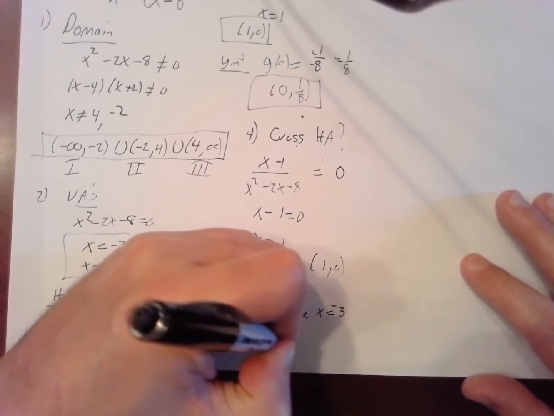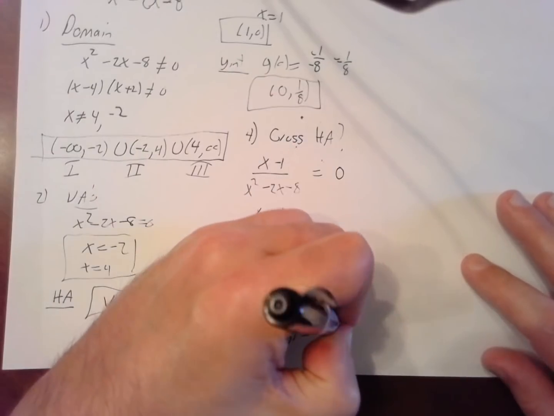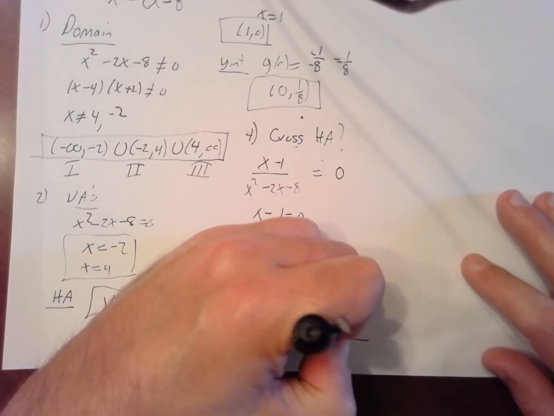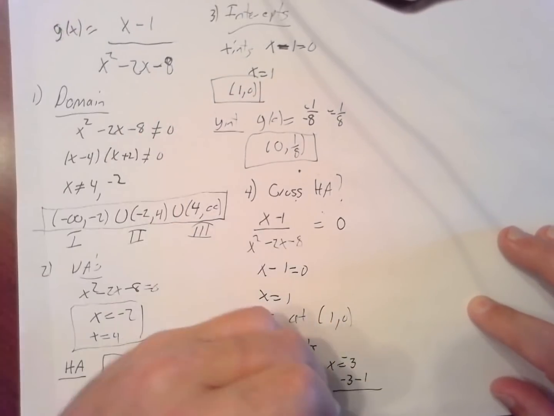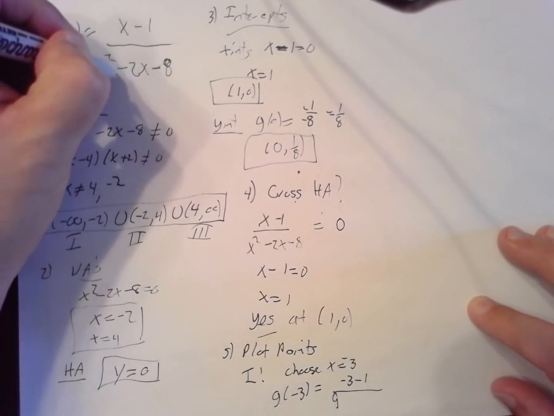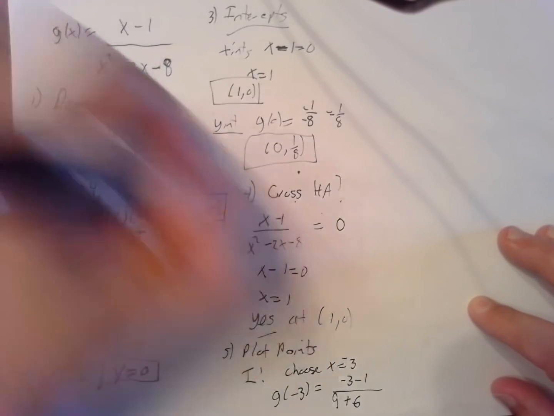So g of -3 would be, I'll write it out, -3 minus 1. -3 squared would be 9. -3 times -2 would be +6. And then -8.